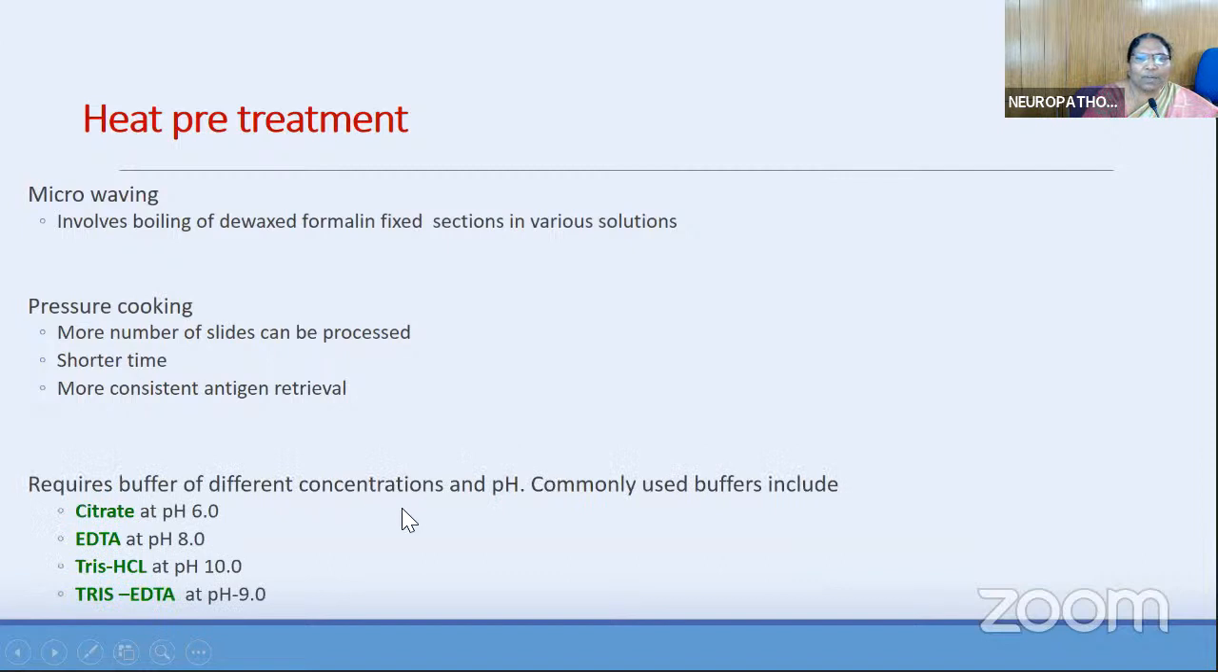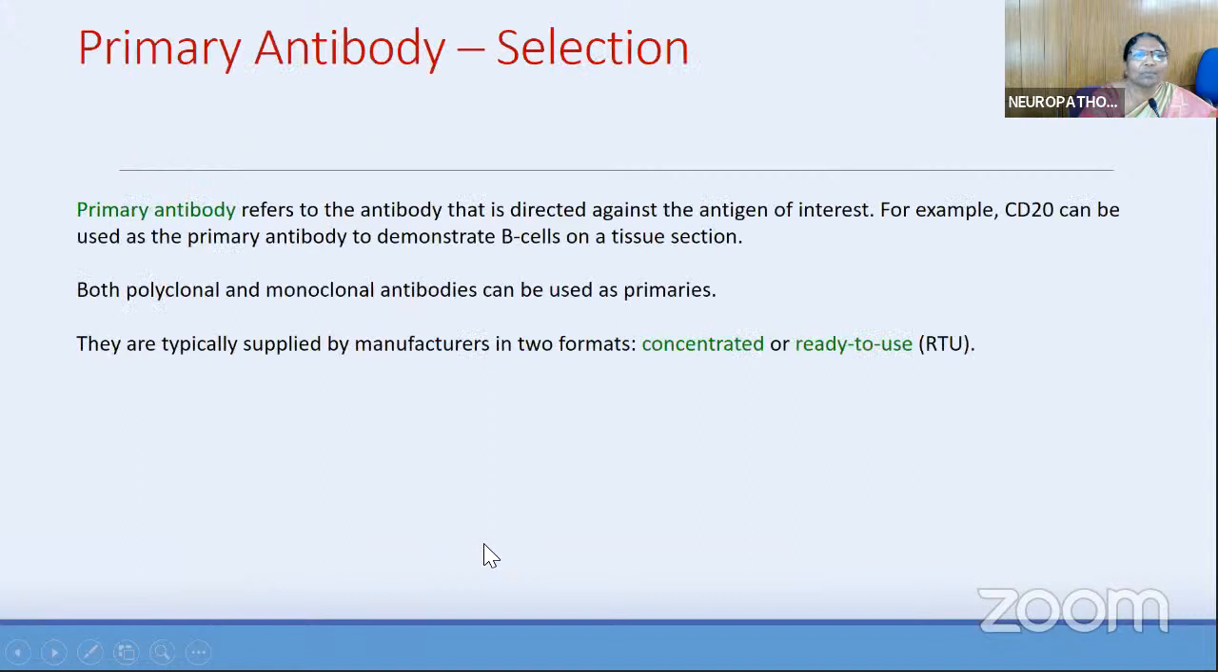Requires buffer of different concentration of pH. Commonly used buffers include citrate buffer pH 6, tris EDTA pH 9, EDTA buffer pH 8, tris HCl at pH 10. Primary antibody selection. This refers to the antibody that is directed against the antigen of interest. For example, CD20 can be used as the primary antibody to demonstrate B cells on a tissue section.